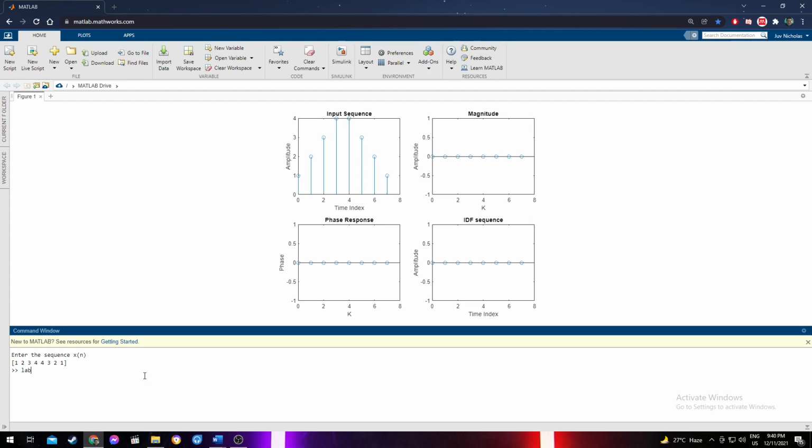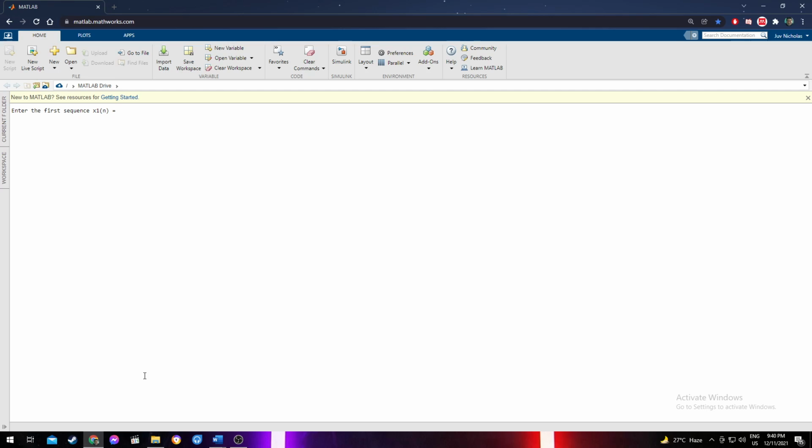Then for number 2, we are tasked to find the linear convolution given x of n with an array of 7, 5, 4, 0, and the second sequence of 0, 3, 6, 2, 9.